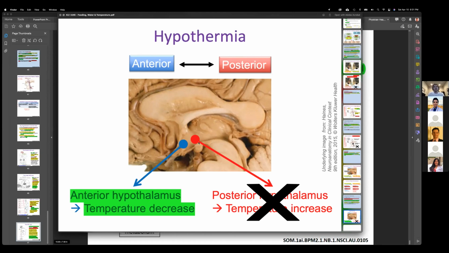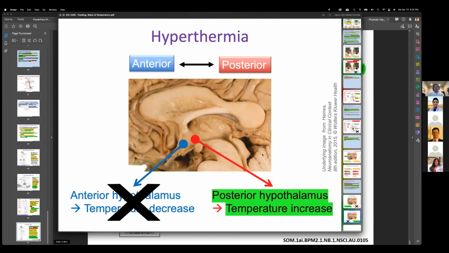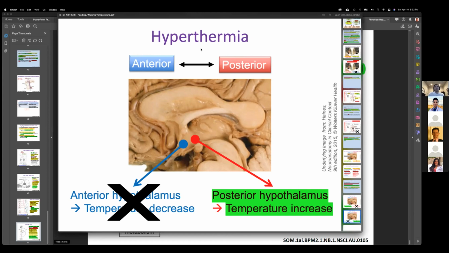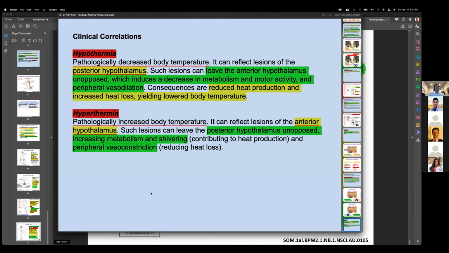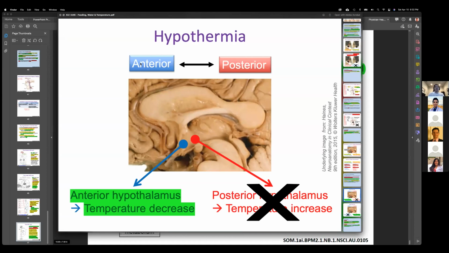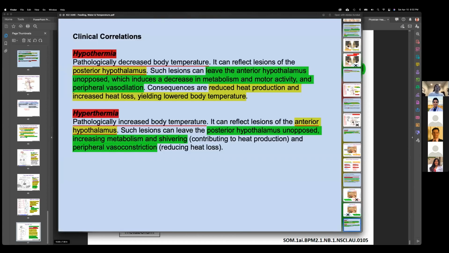But if you're cold and you have a lesion in the posterior area, you're not going to be able to increase your temperature. You're not going to go through that process. That could lead to hypothermia because you can't heat yourself up. Same thing for the other side, it can lead to hypothermia if you can't cool yourself down. Again, this doesn't really tell you much. It kind of explains it, but if you just read these blue slides, it lays it out for you. So they are beneficial.